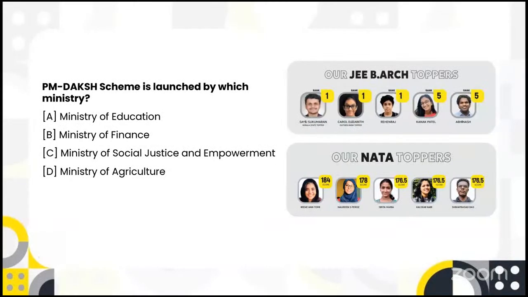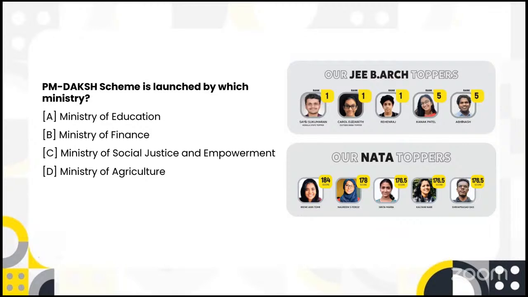All right. Next one, PM Daksha scheme is launched by which ministry? Ministry of Education, Ministry of Finance, Ministry of Social Justice and Empowerment, or Ministry of Agriculture. Pradhan Mantri Dakshata Aur Kushalata Sampann Hitgrahi. It's a central sector scheme which was launched by the Ministry of Social Justice and Empowerment.